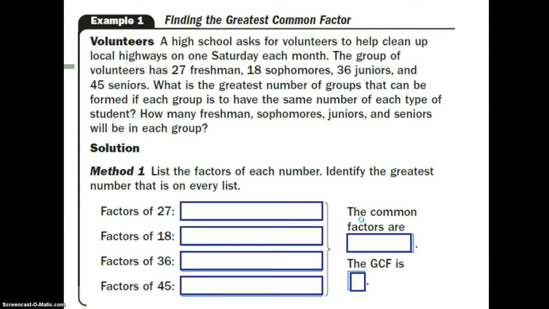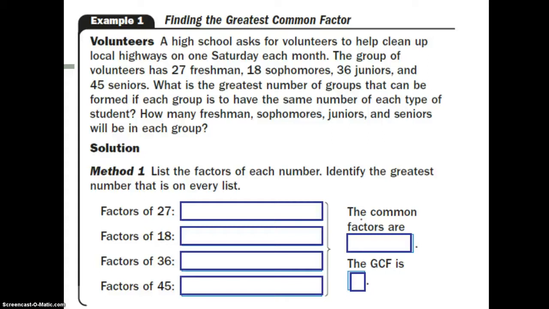Example 1. A high school asks for volunteers to help clean up local highways on one Saturday each month. The group of volunteers has 27 freshmen, 18 sophomores, 36 juniors, and 45 seniors. What is the greatest number of groups that can be formed if each group is to have the same number of each type of student? So how many freshmen, sophomores, juniors, and seniors will be in each group?